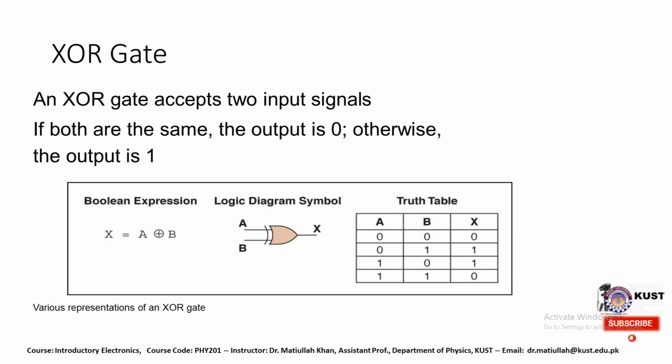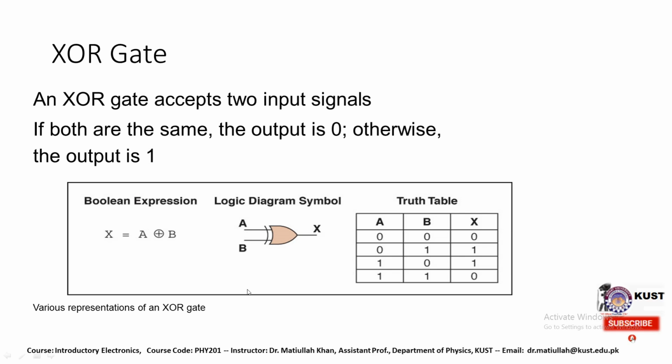This slide explains the XOR, that is the exclusive OR gate, and this gate also accepts two input signals. It has the condition that if both inputs are the same, the output is 0, otherwise the output is 1. This gate has the speciality that if both inputs have the same signal, the output will be 0, but if the inputs have opposite signals, the output will be 1. So this is something about the XOR gate.